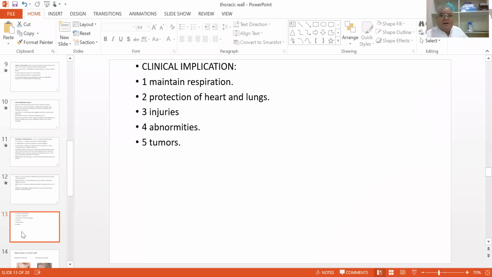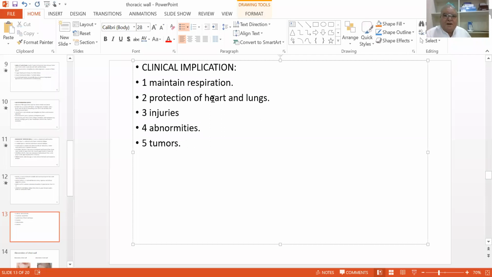Now the clinical implication is very important. What does the chest wall do? It maintains the respiration by increasing the depth anteroposteriorly and longitudinally. Second, it helps in the respiration. My physiology colleague will tell you the mechanics of respiration in detail. It protects the heart and lungs because it is a bony cover to the vessels.